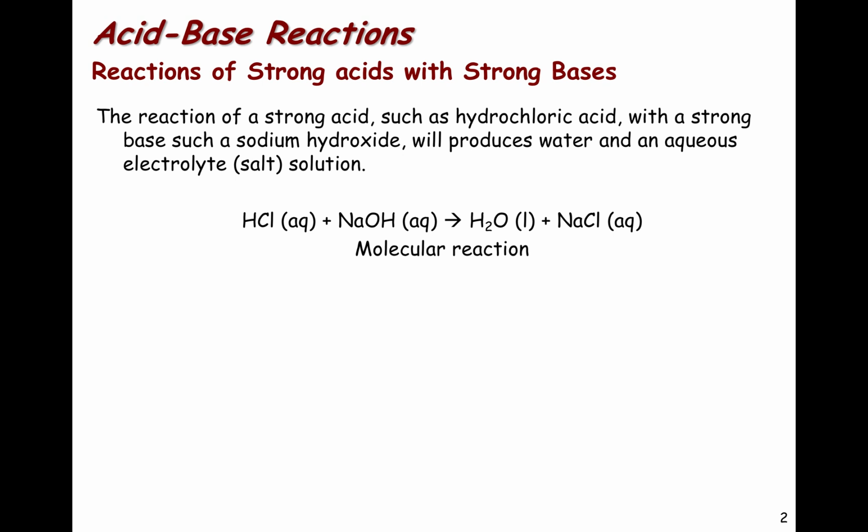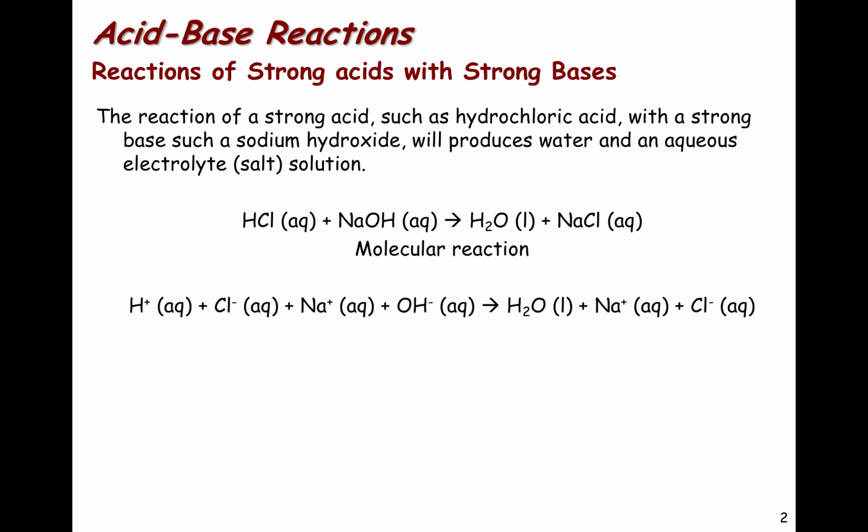The reaction that you see here is referred to as the molecular reaction or the molecular equation because the formulas of the compounds are all written out in their non-ionic form, but indeed the strong acid and the strong base are strong electrolytes, so there's another way that we could write this reaction, and that is in terms of a complete ionic reaction where we dissociate the strong electrolyte species and show them as their component ions.